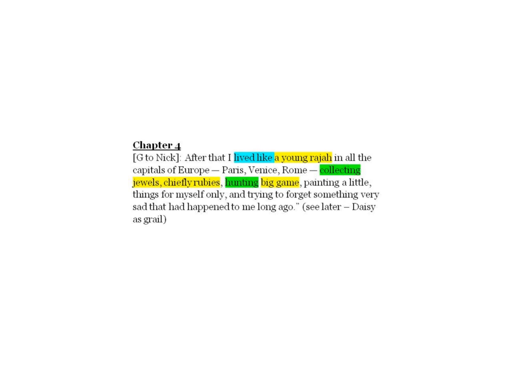After that, I lived like a young Raja in all the capitals of Europe, an Indian prince, Paris, Venice, Rome, collecting jewels, chiefly rubies, hunting big game, etc., etc.